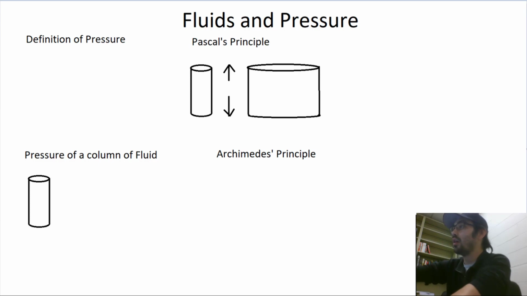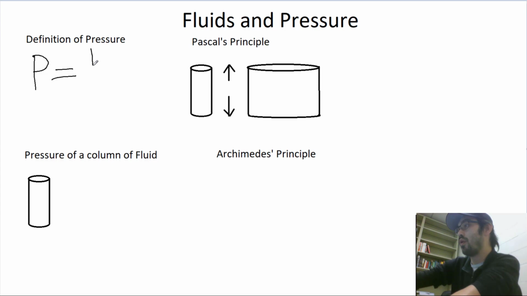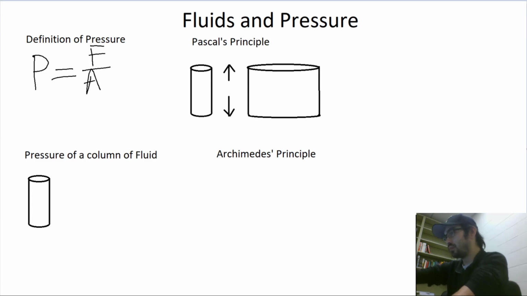To start with, let's write down how we can define pressure. Pressure, which we denote with a capital P, is going to be equal to the force divided by the area. There are a couple of symbols in here that are similar to each other, so I want to highlight that quickly.